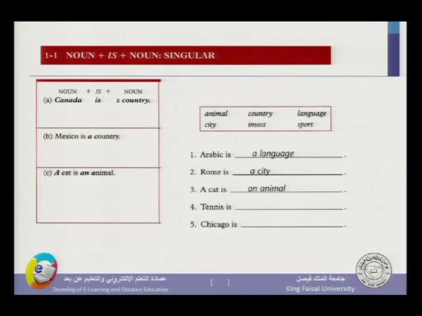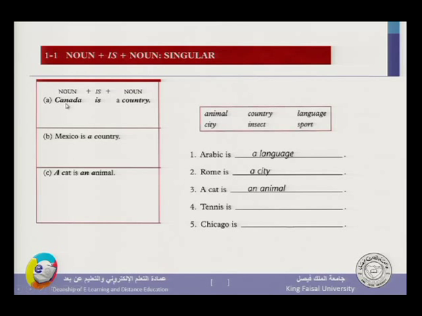So look at this example here. We can start with the noun. Above here, noun, verb to be, and this is, the form is, and then another noun. This is to talk about singular, all right? To take an example, Canada is a country. Canada is a country, all right?